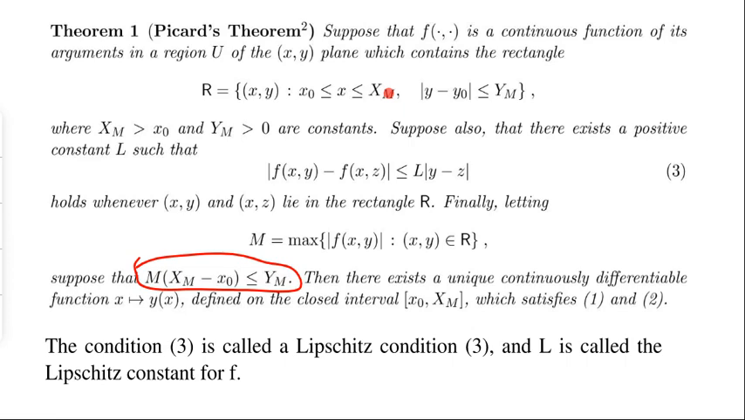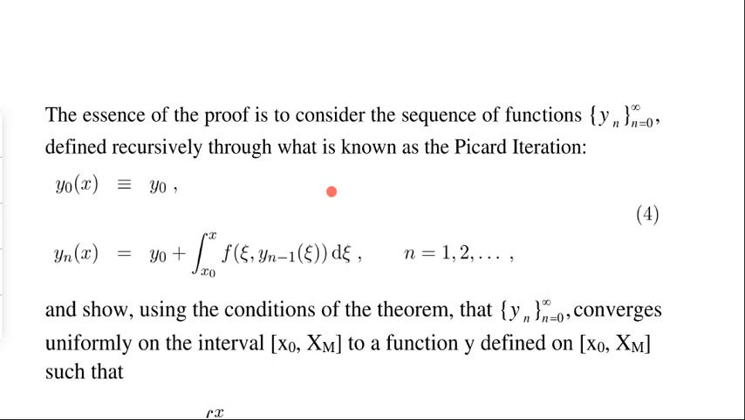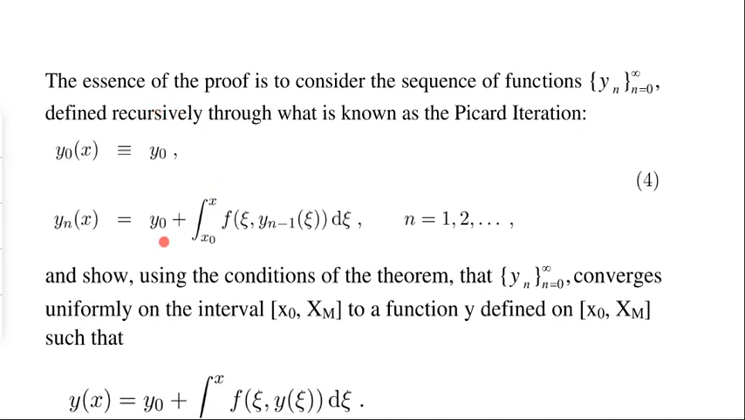So it's not our main concern to discuss the proof of this theorem. So we will skip the proof of this theorem, but let me explain the main sketch of this proof. Picard used a recursive iteration process to prove this theorem. He defined a sequence of functions yn defined by using this recursive relation.